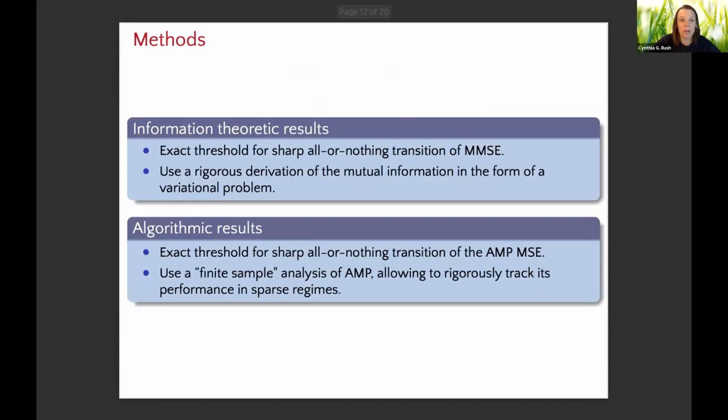Okay, so I just wanted to wrap up by discussing in a little more detail how we establish these results. I just told you how our work provides new results in the sparse limits along two main lines. First, we give exact statistical thresholds for sharp all or nothing phase transitions at the level of the minimum mean square error of the problem. We do this by using a rigorous derivation of the mutual information in the form of a variational problem. Next, we establish the AMP algorithmic thresholds, and we show an all or nothing transition at the level of the MSE of the AMP. This follows from a finite sample analysis of the approximate message passing algorithm that allows us to rigorously track its performance in these sparse regimes.